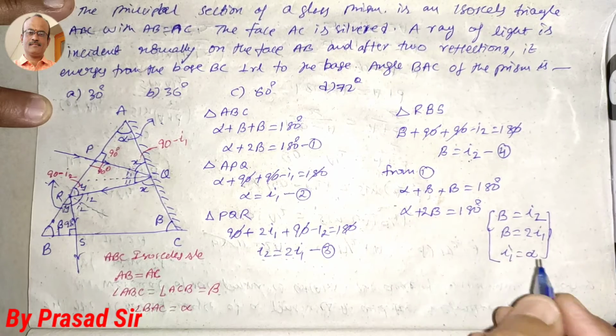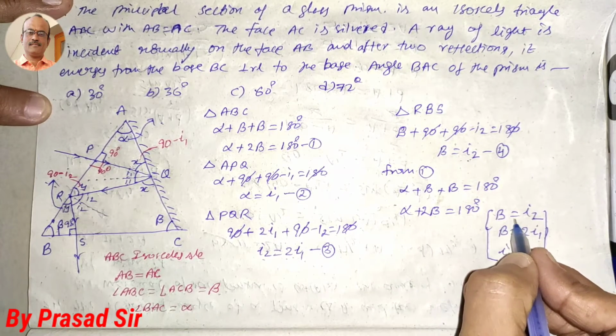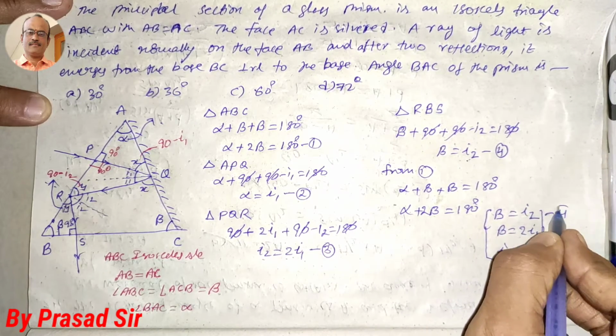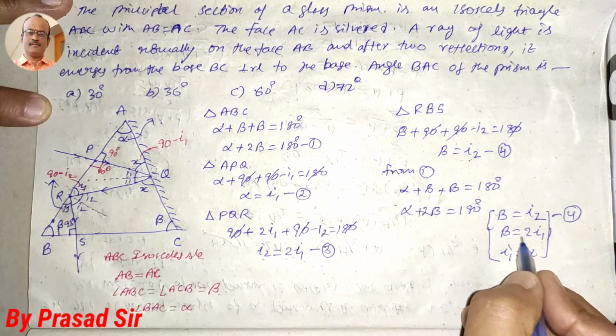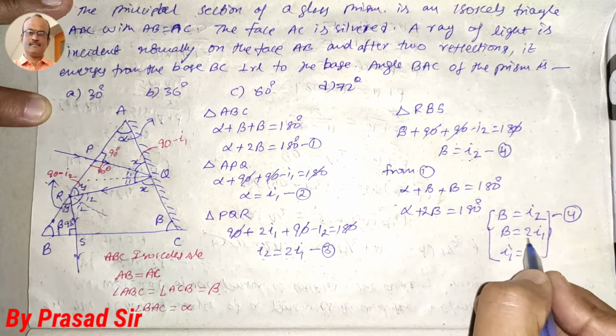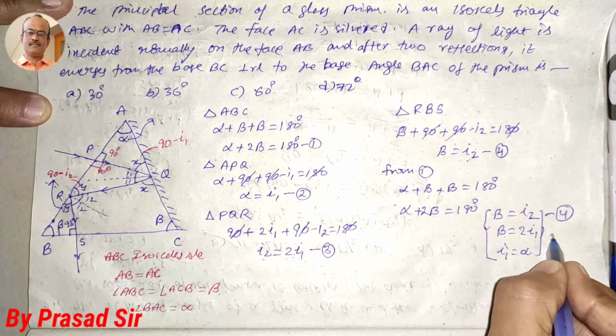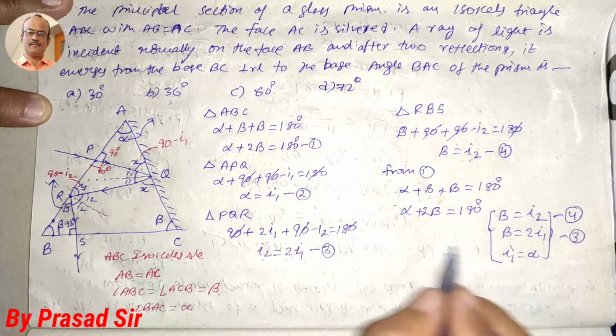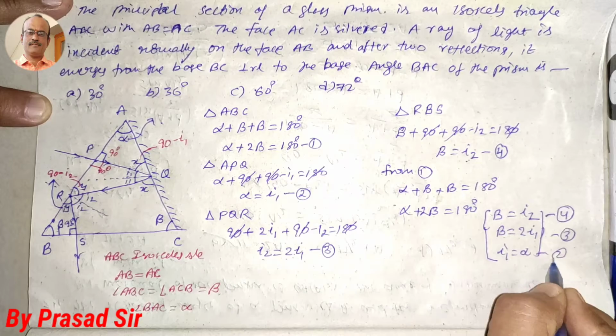Remember, these are very important here. Beta is equal to I2, that is from the fourth equation. Beta is equal to 2I1, because I2 is equal to 2I1. This is from the third. And I1 is equal to alpha, I1 is equal to alpha from 2.